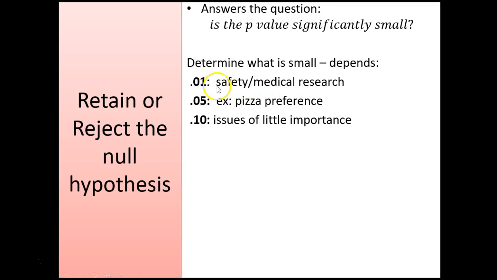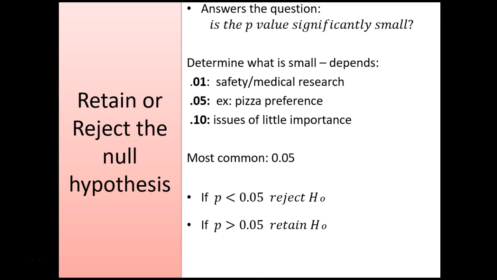Often with safety and medical, we want to be really careful, so we choose a really low cutoff of 1%. When you're looking at people's preferences and such, and this is often a very common standard in research, we do 5%. If the issue is of little importance, maybe a 10% cutoff. All right, the most common definitely is 5%. So if p is less than 5%, we reject H0, and if p is greater than 5%, we retain it. So I hope that makes some sense to you. We're going to do some problems now, try to get a better feel for this, and we will go into more details later.